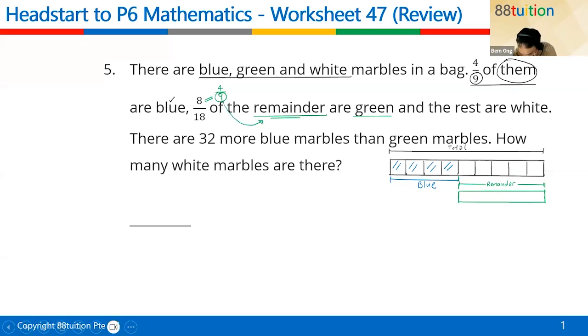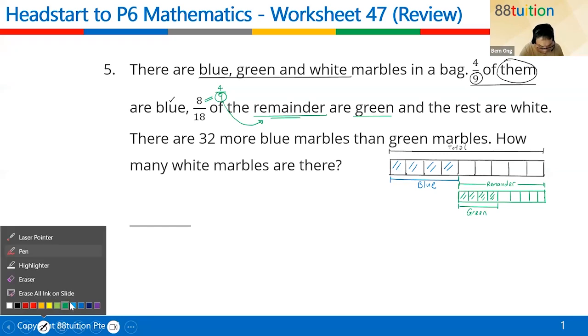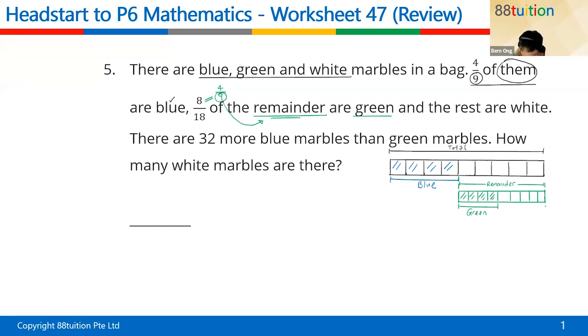Oh no, how to cut into 9 parts? That's the problem that many of you are facing. So you cut, I don't know, 1, 2, 3, 4, 5, 6, 7, 8, 9. Can you see or not? So the remaining portion you need to cut into 9 parts, and you have to shade 4 of it. 1, 2, 3, 4. These 4 out of the remainder are green. And the rest are white. Okay, I'm not able to show you white, so I'm going to use this color as white. This is the white. Can you see or not, children?